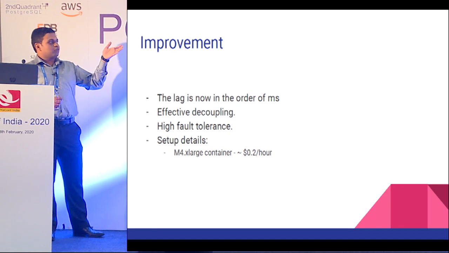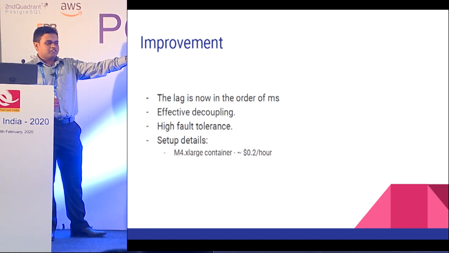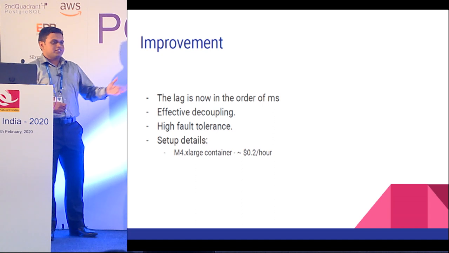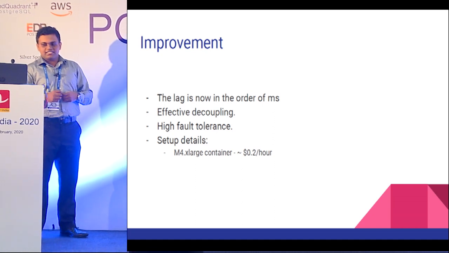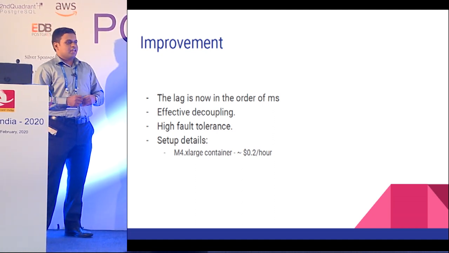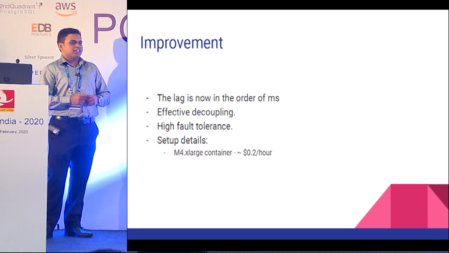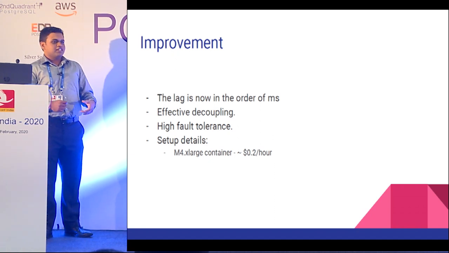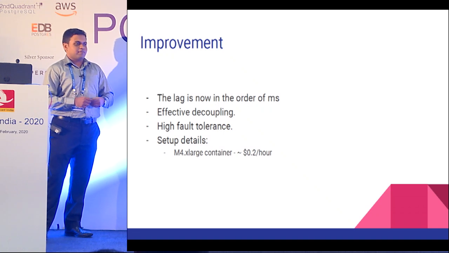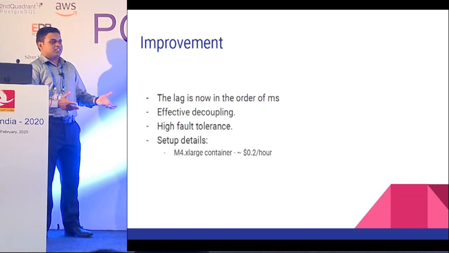To run this progressive load setup, we used an AWS M4 xlarge container. It runs at 20 cents an hour, and we ran production-grade loads on it. So if you are thinking about setting up a CDC pipeline, it is not as costly as one may think.